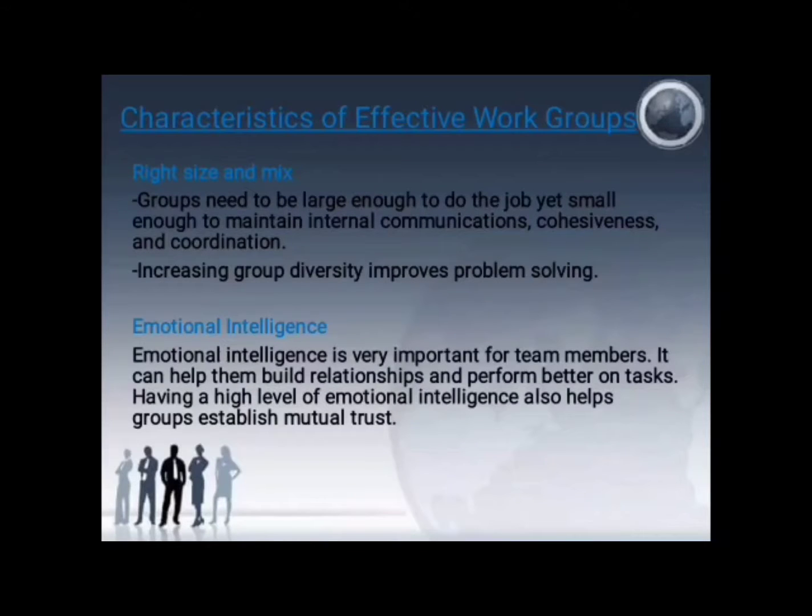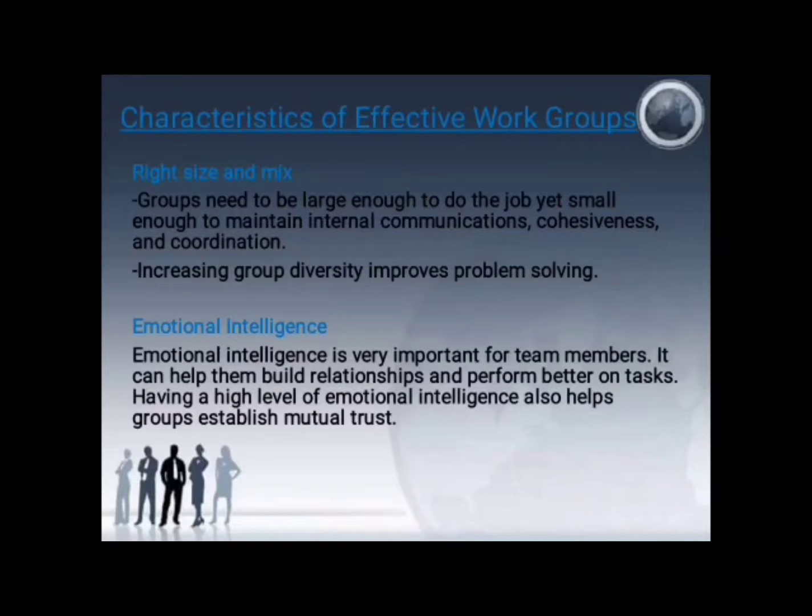Next characteristic of effective work groups are right size and mix. Groups need to be large enough to do the job yet small enough to maintain internal communication, cohesiveness, and coordination. Increasing group diversity improves problem solving. When your business is a champion for diversity in the workplace, you will expand your talent pool. Your employees will have different skill sets, backgrounds, and experience. They will be able to collaborate together and learn from each other, which will make them more well-rounded employees.